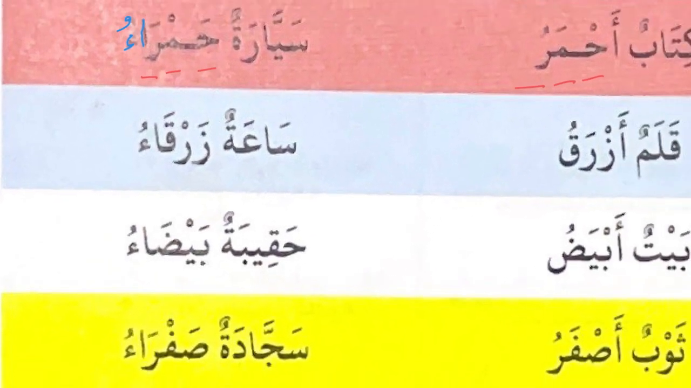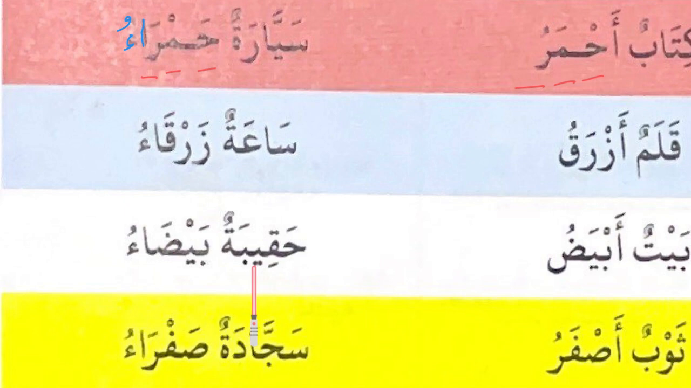The second color, blue. The mudzakkar version is azraq. The muannas version is zarqa. Zarqa, blue, but for muannas. Sa'atun zarqa, a blue clock. Next color is white, abyad. That is the mudzakkar version. And the muannas version is bayda. The example here, haqiba bayda, a white bag.